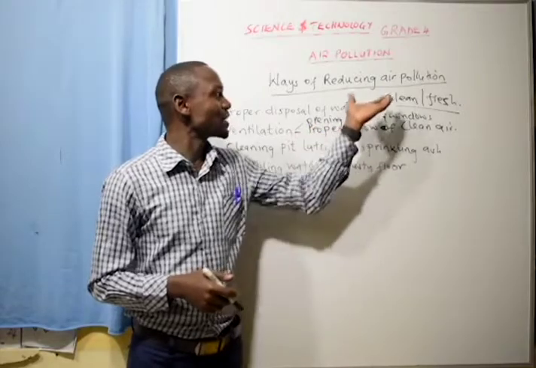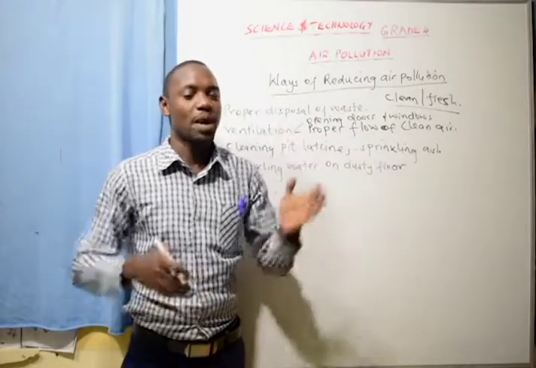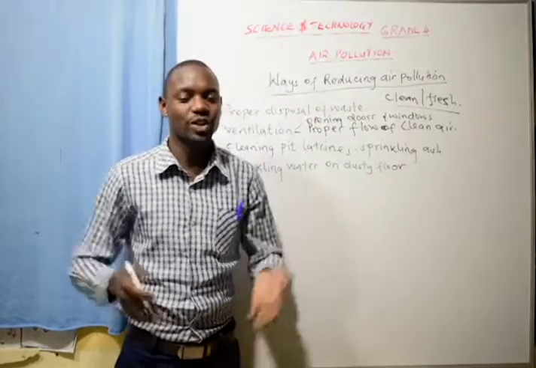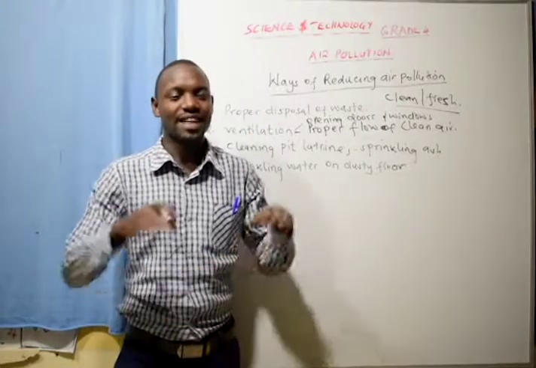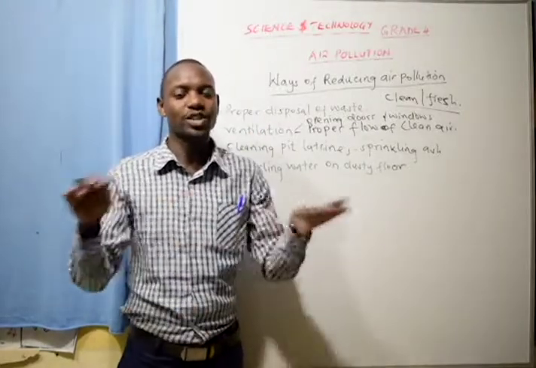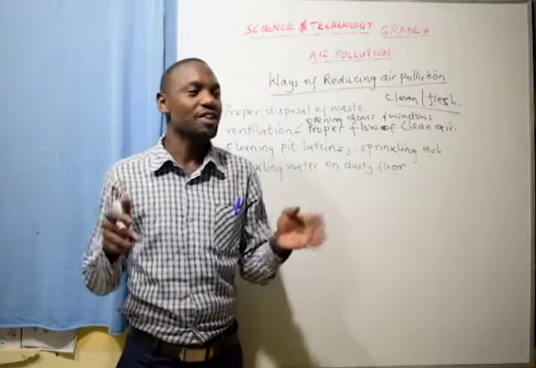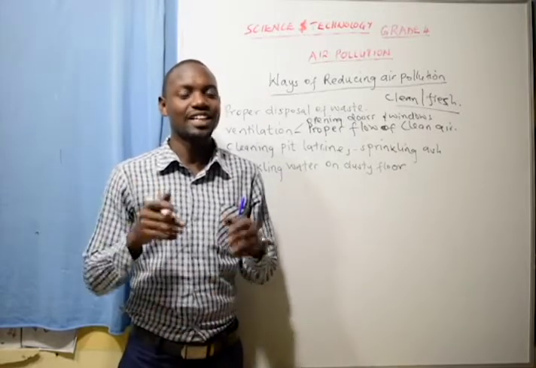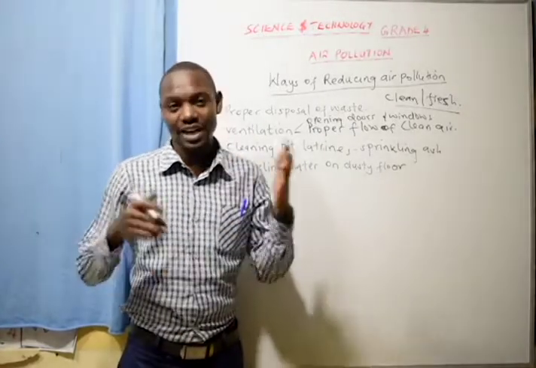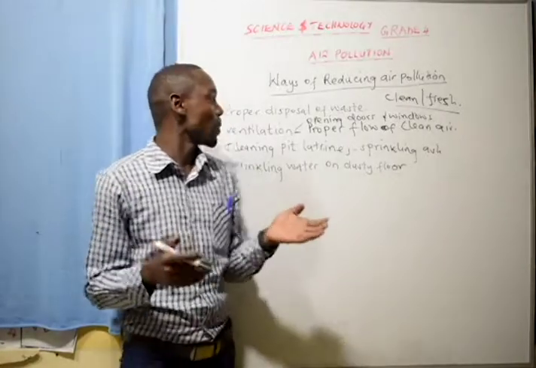For you to ensure that you are reducing air pollution in that room, make sure that you open the doors, make sure that the windows are open. That will enable free circulation of air in that room. Or even in the classroom. When you are inside the classroom, make sure that the windows are opened and even the door is opened.